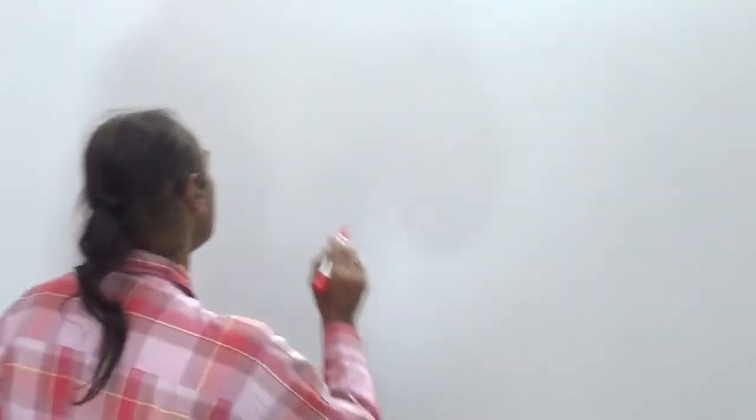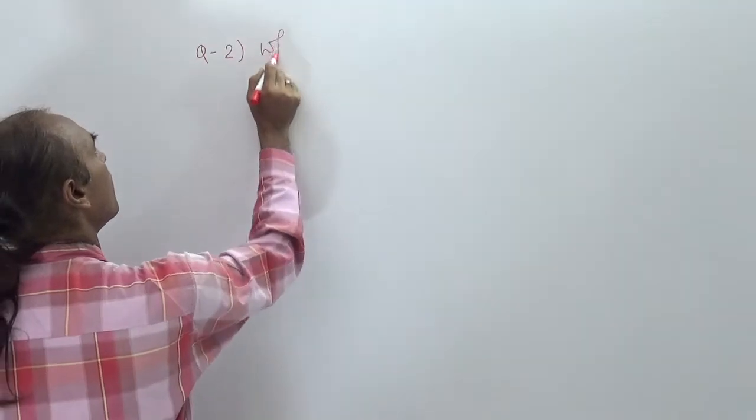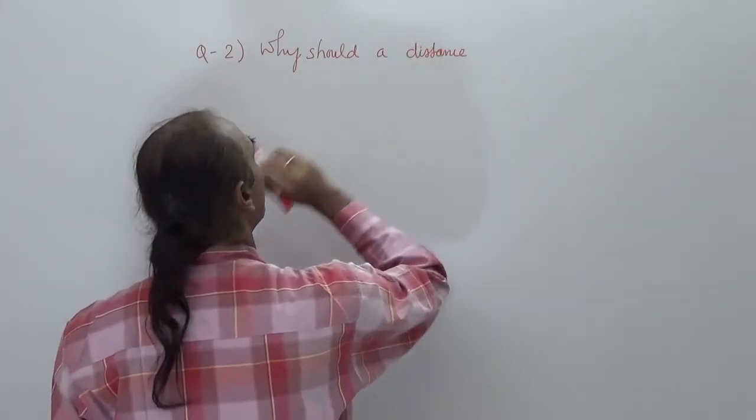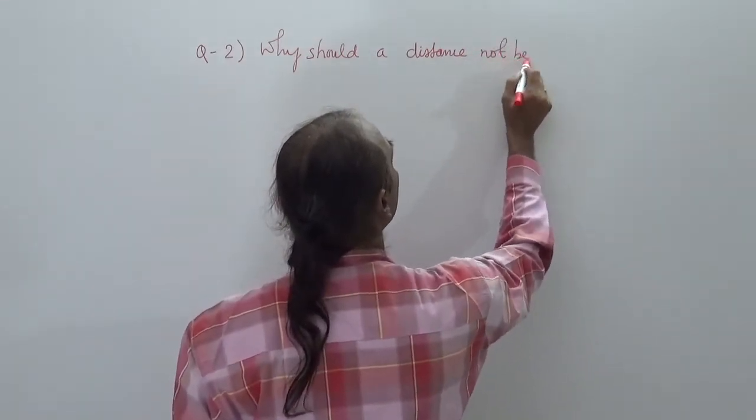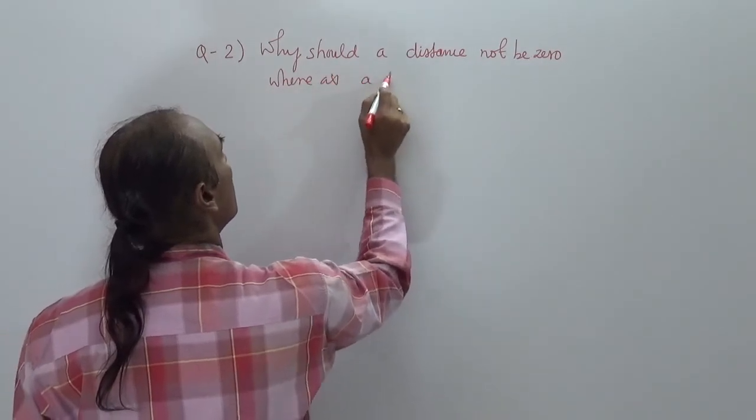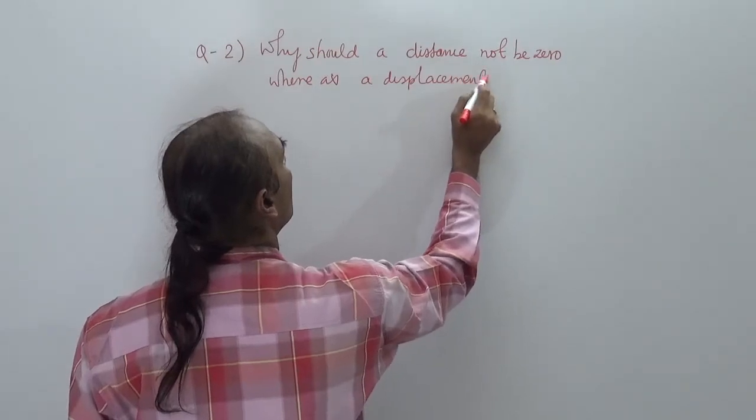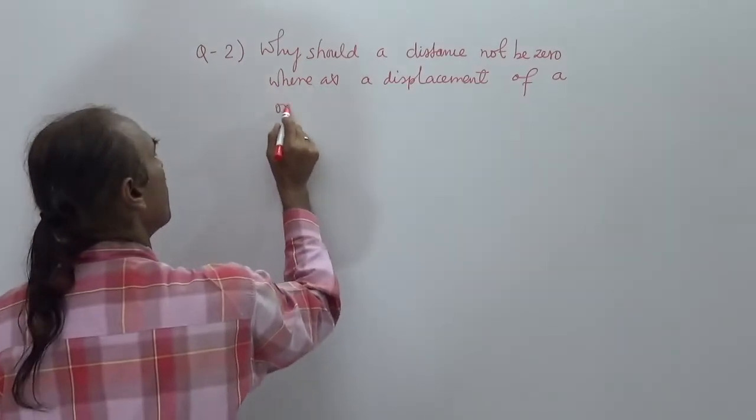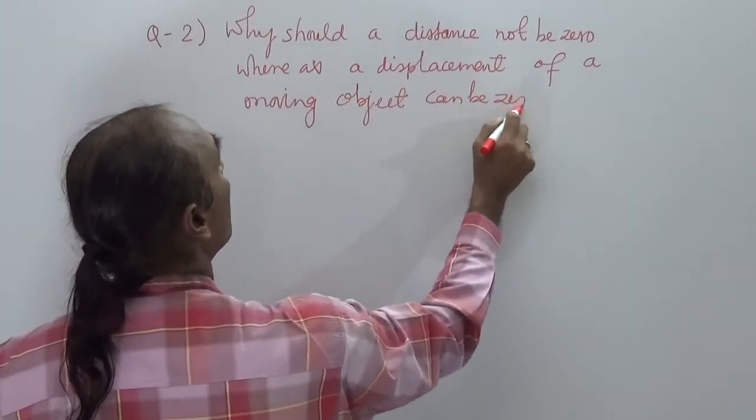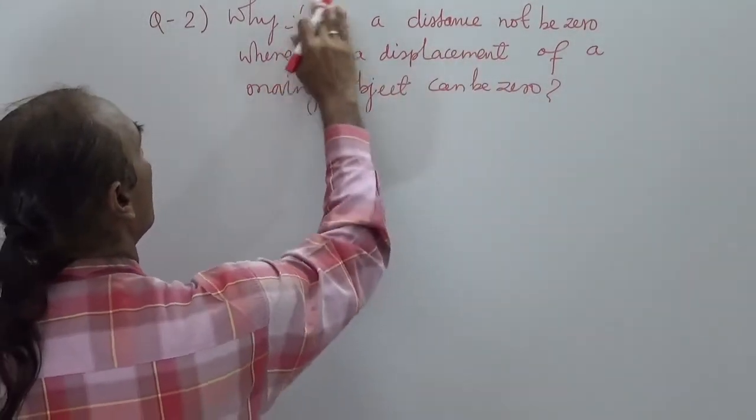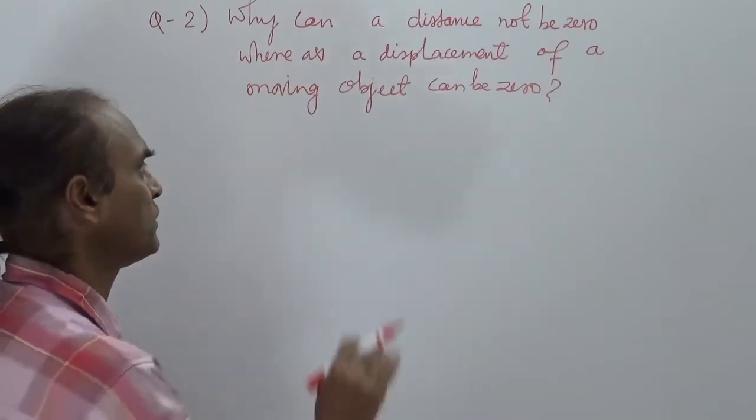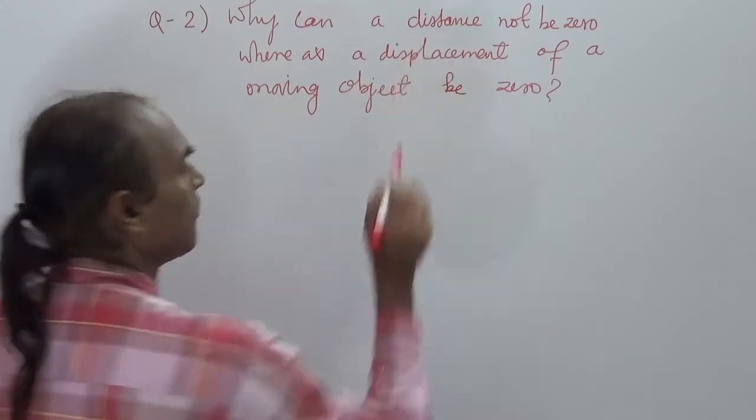The second question is, why should a distance not be zero in general, whereas the displacement of a moving object can be zero? Why can a distance not be zero, whereas the displacement of a moving object be zero? This is the second question.